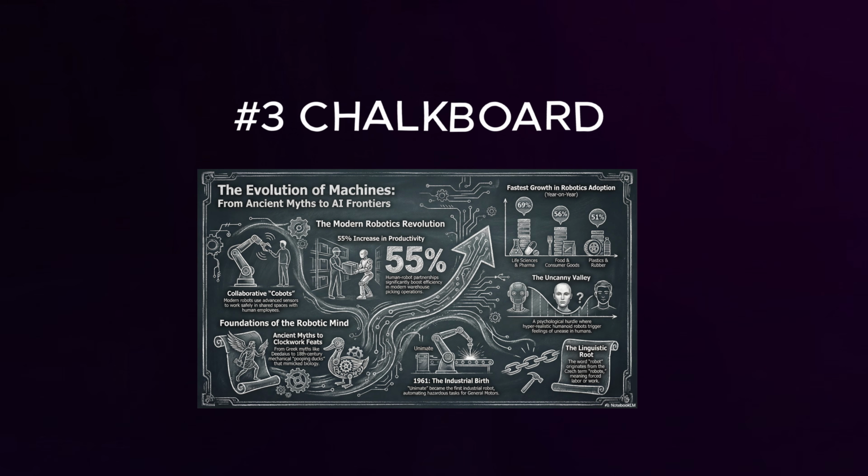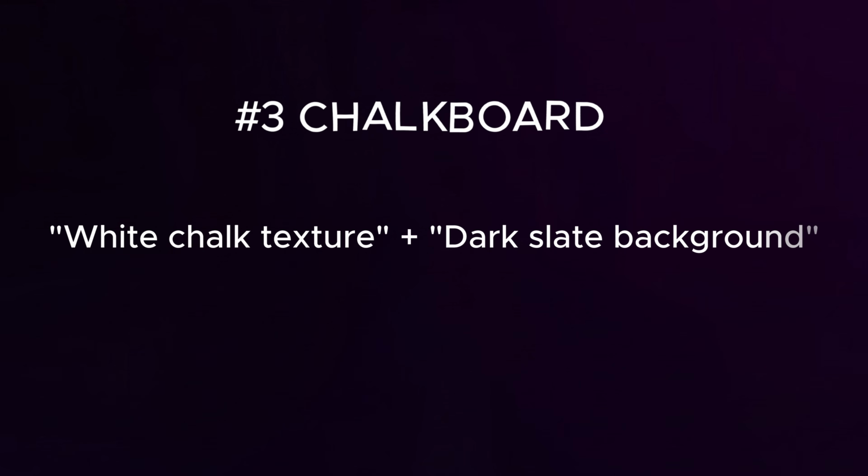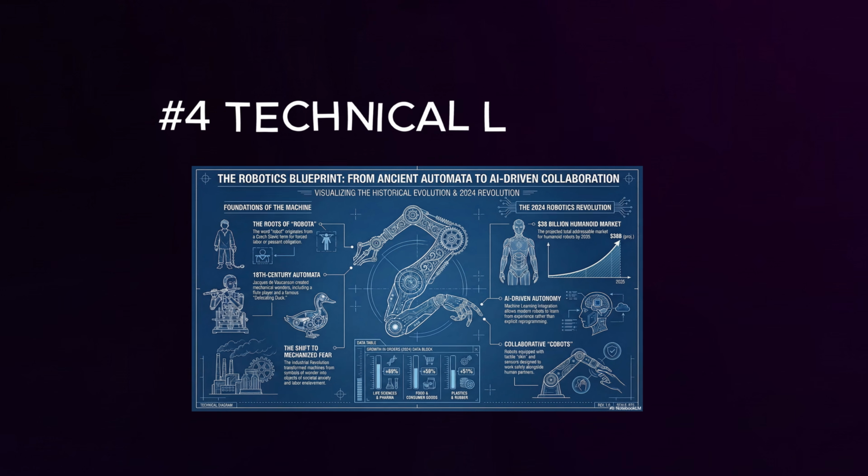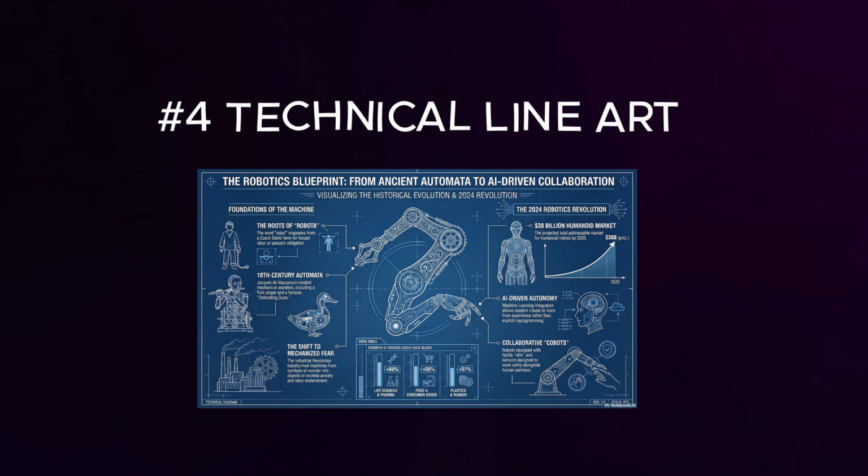Number 3 is Chalkboard. Ask for white chalk texture on a dark slate background. This simulates a classroom environment and works well for academic topics. And number 4 is technical line art.